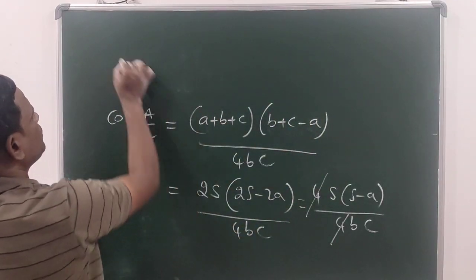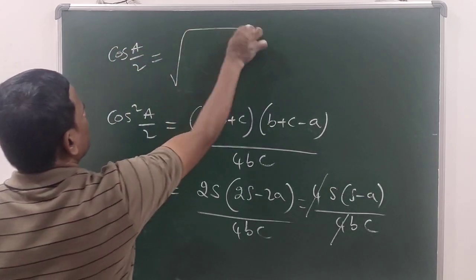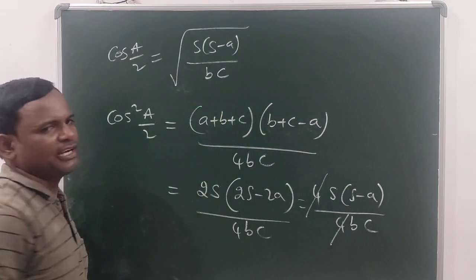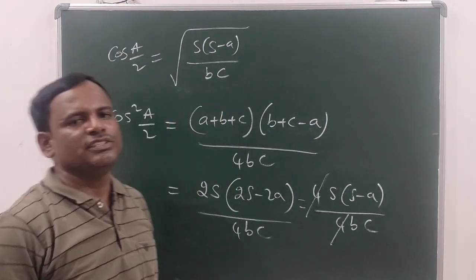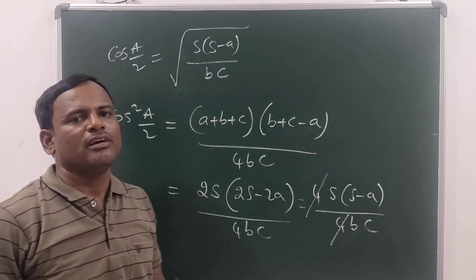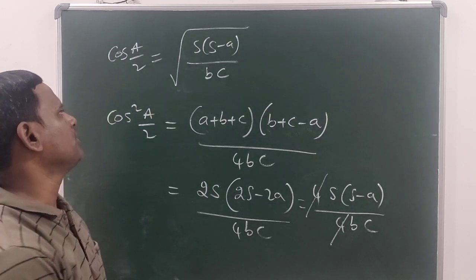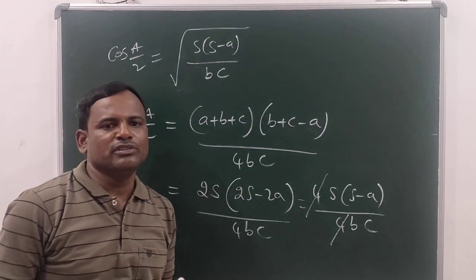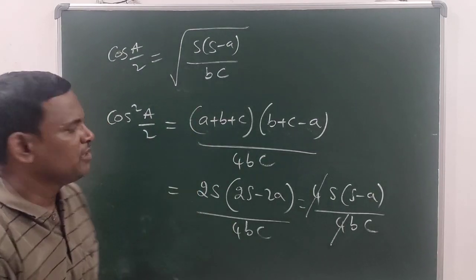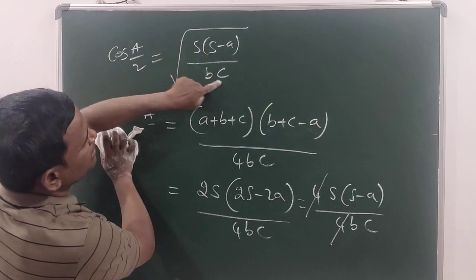When you transfer the square to the right side, now cos A by 2 is equal to square root of s into (s minus a) by bc, you will get. So this is our required cosine formula for A by 2. Okay, the half angle of cosine. So cos A by 2 is equal to square root of s into (s minus a) by bc. So here angle A, and here bc you got.